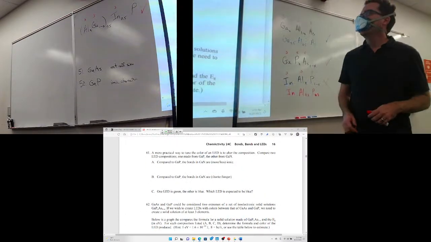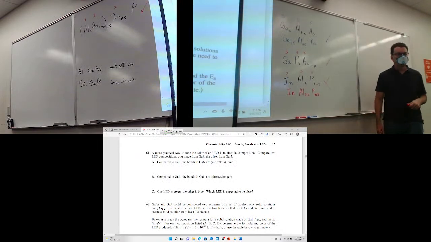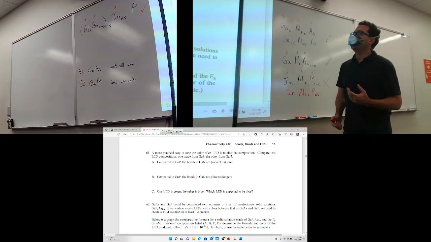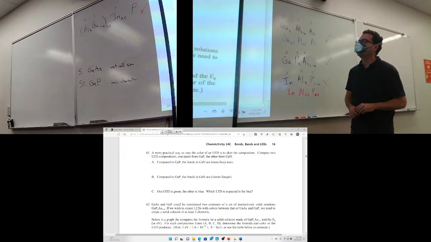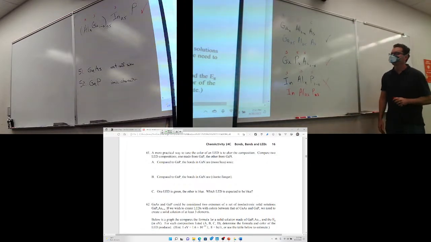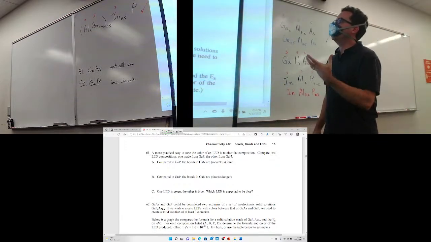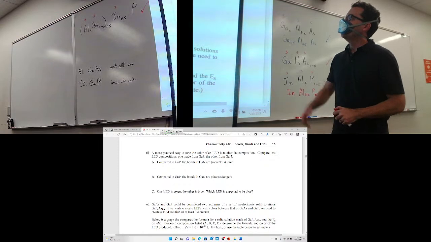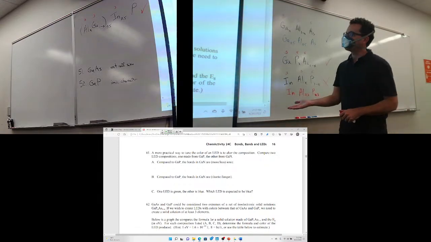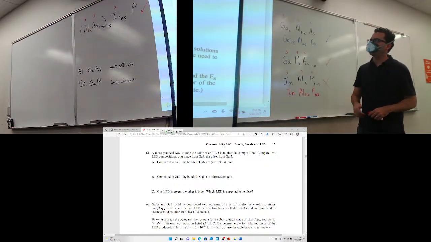So that's not a very practical way to tune an LED, although you could do it. A better way is to change the composition. So here's kind of what I was looking for earlier. If I compare gallium phosphide to gallium nitride, would I say that gallium phosphide is less or more ionic than gallium nitride?